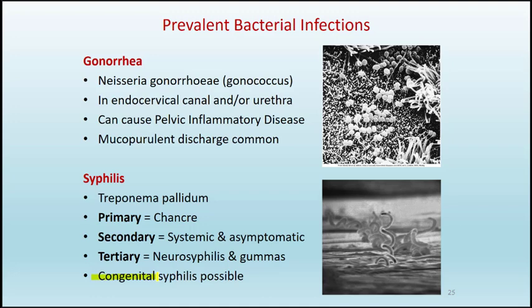An important point to make before we move on to chlamydia is that congenital syphilis is possible. Congenital syphilis is a very severe, disabling, and even life-threatening infection that's seen in infants. Remember, congenital refers to something that you're born with, so this is a baby that's born with syphilis. A pregnant mother who has syphilis can spread the disease through her placenta to the unborn child.